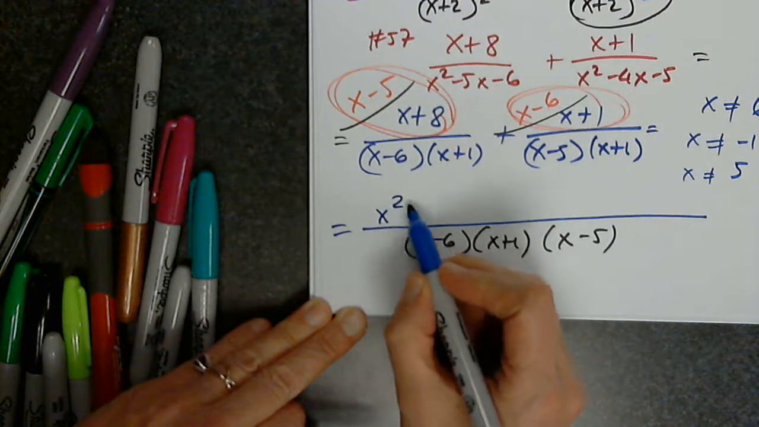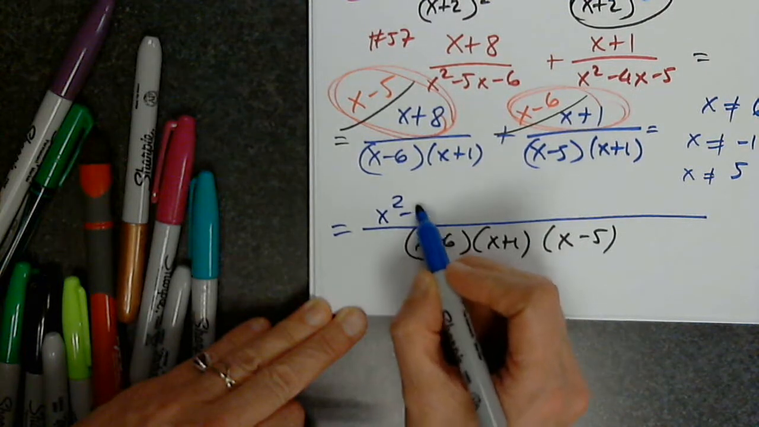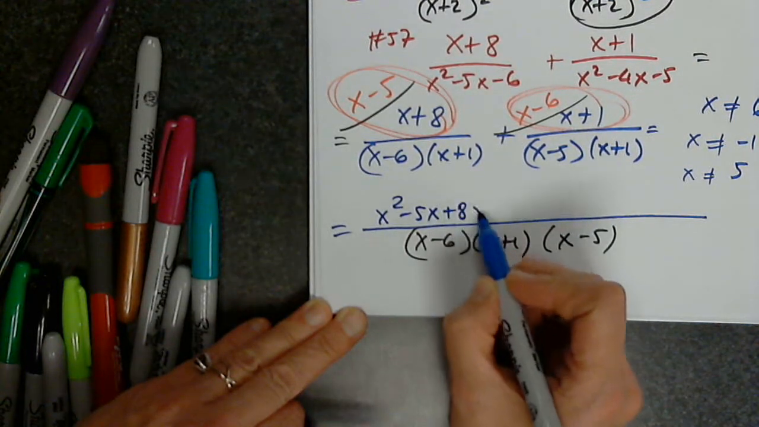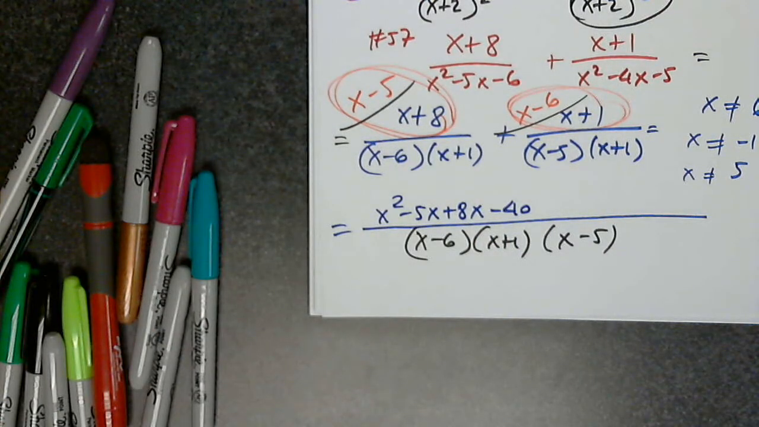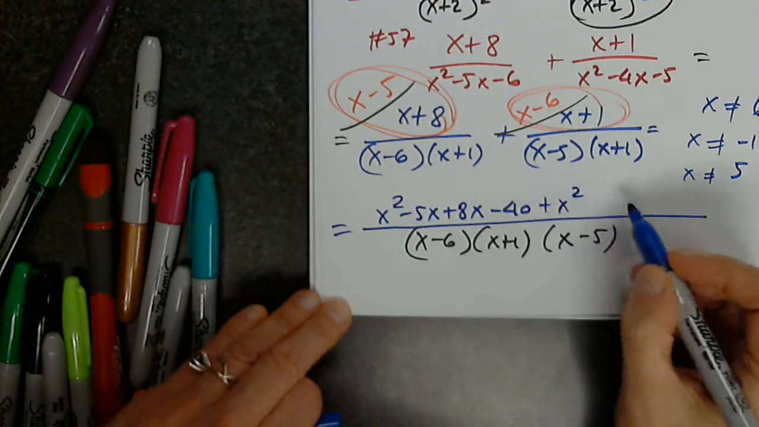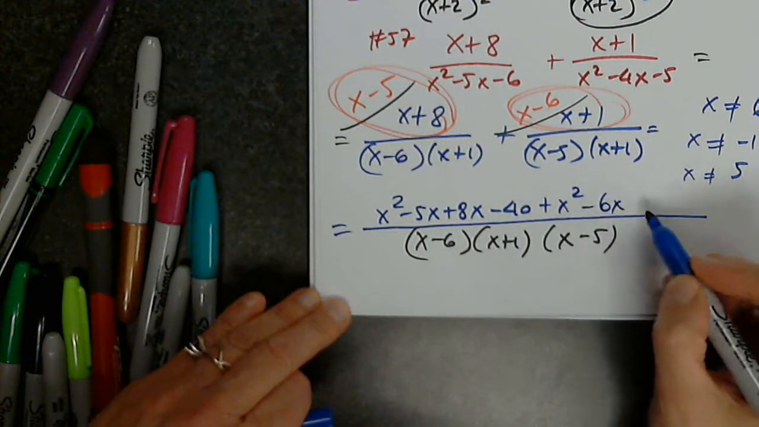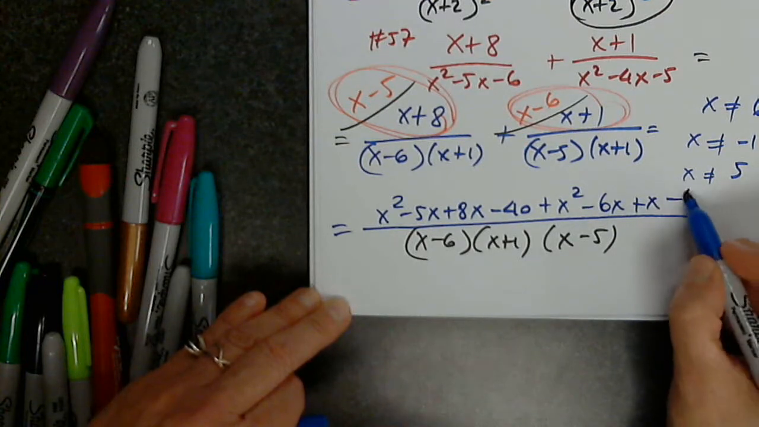x squared minus 5x plus 8x minus 40. Excellent. Do you all agree with the first 4 terms? Okay, plus x squared, minus 6x, plus x, minus 6. Excellent.